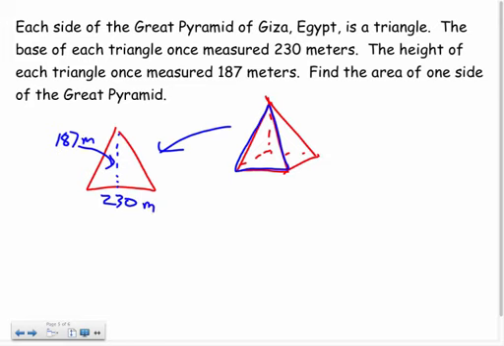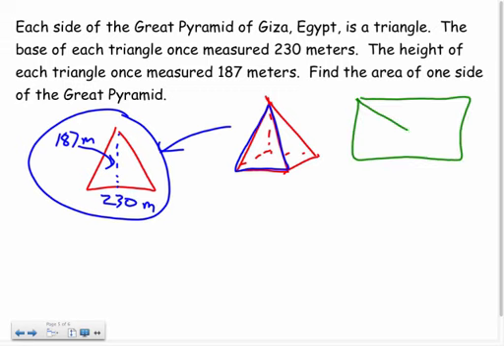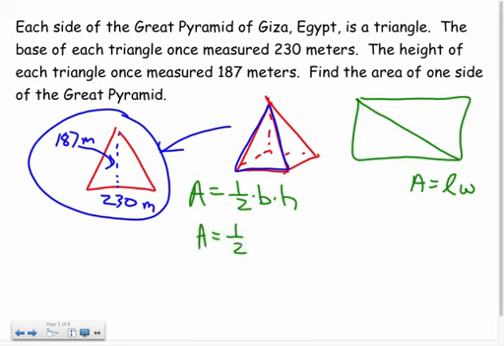It says find the area of one side of the Great Pyramid. Well, here's one side of the Great Pyramid, isn't it? It's a triangle. Oh boy, now we got to think back. How do you find the area of a triangle again? If you remember, a triangle is like half a rectangle, right? And to get a rectangle, you take length times width. So it's really half that. Well, instead for a triangle, instead of using length and width, we use base and height. So remember, it's 1/2 times base times height. So we just plug in our information. 1/2 or 0.5 times the base, which is 230, times the height, which is 187.